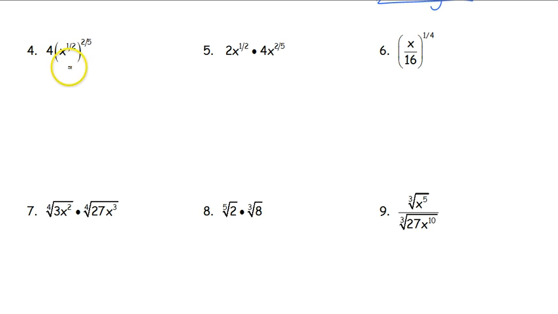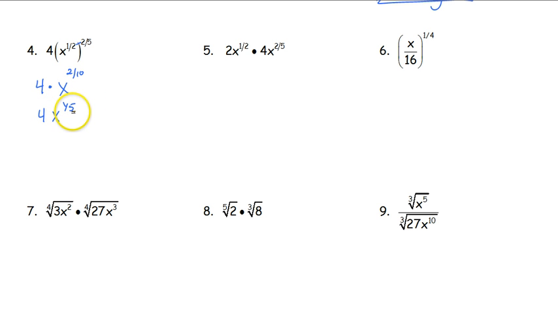We've got 4 times this quantity. We have a power raised to a power here. The 4 is not being raised to the 2/5 power, so that 4 is still going to stay on the outside. We have a power raised to a power, so that is going to be multiplication. We're going to multiply 1/2 times 2/5, and that gives us 2/10, and 2/10 is going to reduce down to 1/5. Again, we want to be very careful here.